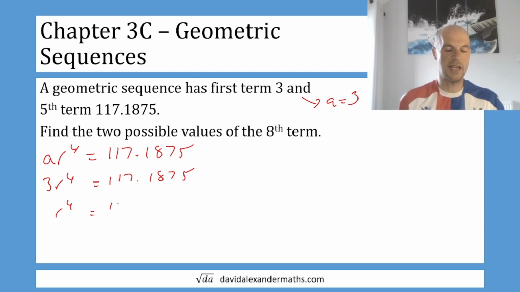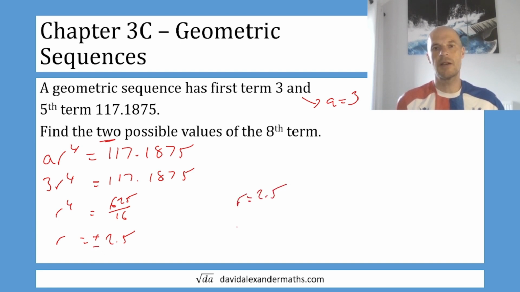117.1875 divided by 3 is 30, actually let's leave it as a fraction, 625 over 16. So therefore R is going to be the fourth root of that, and that is going to be 2.5. Now it does say two possible values. Sometimes it might not say two, it might just say the values, plural. So you need to remember that since this is an even power, we can also get plus or minus 2.5. So R is 2.5, but R could also be negative 2.5.